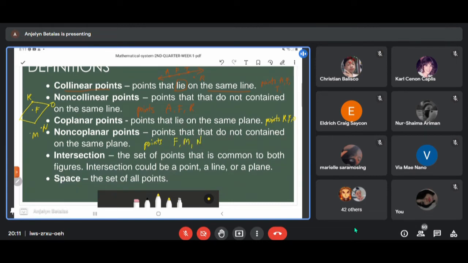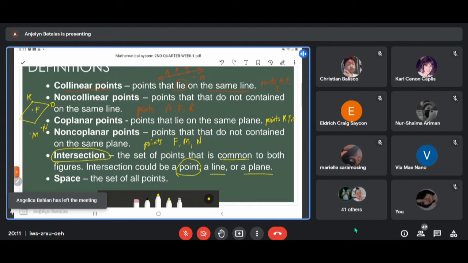So, next, intersection is a set of points that is common to both figures. Intersection could be a point. What is the intersection of two lines? If two lines intersect, it is a point. In your module, when two planes intersect, their intersection is a line. Sometimes planes intersect and the intersection is a common plane.